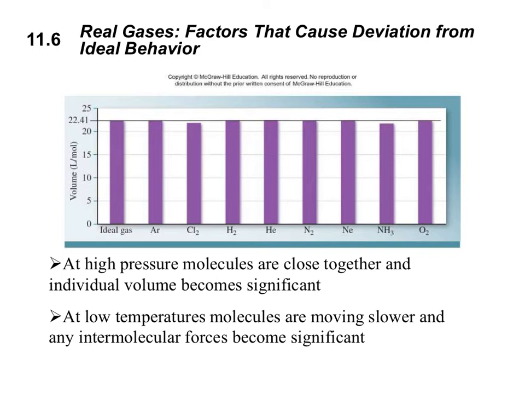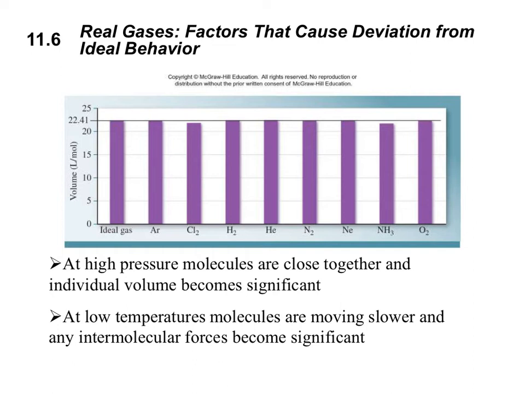Real gases: factors that cause deviation from ideal behavior. As stated, the ideal gas law is about ideal gases, but it turns out not all gases behave ideally. For example, in this table you will see that chlorine and ammonia both have lower volumes than an ideal gas. How is this possible? Well, it's because at high pressure, molecules are close together and individual volumes do become significant, as opposed to the original assumption that gas molecules have negligible volume per molecule.